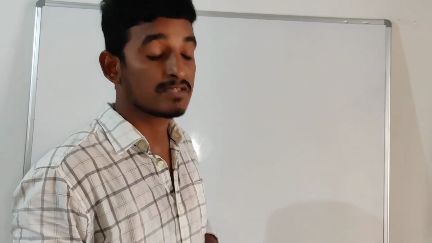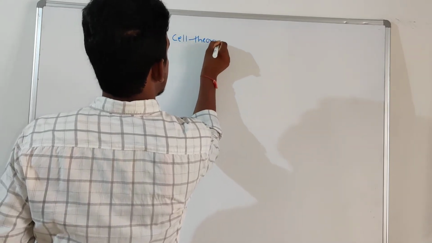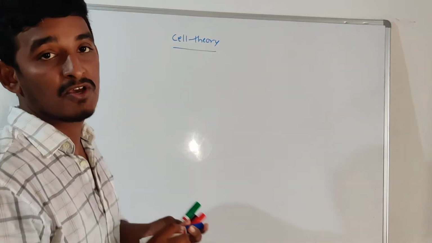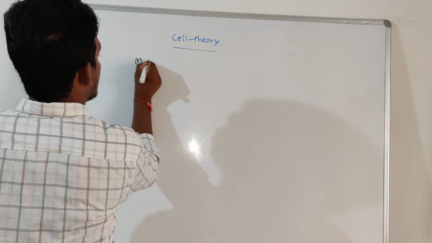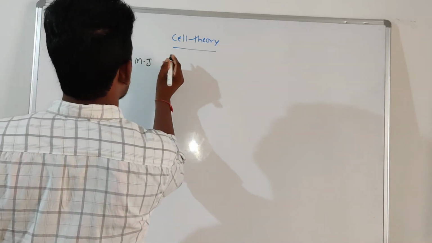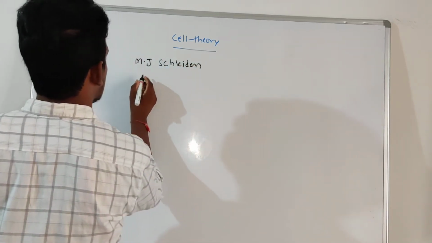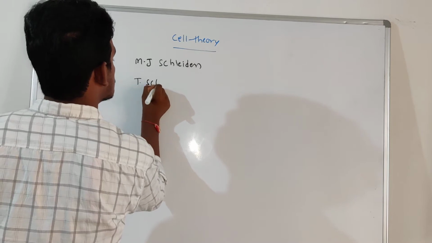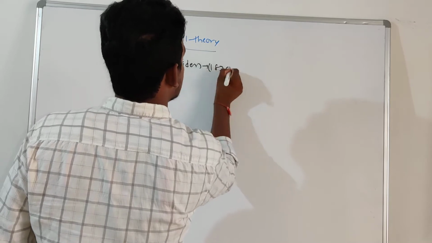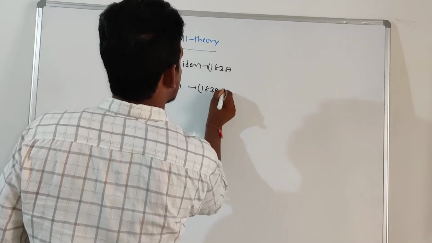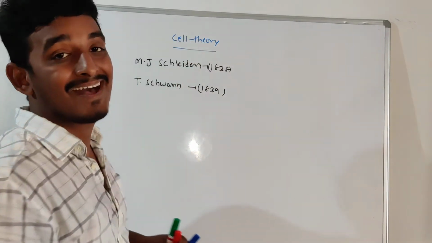Now we are going to discuss cell theory. So who proposed this cell theory? Two scientists proposed cell theory. Who are those? Those are M.J. Schleiden and Theodor Schwann, in 1838-1839. So these are the two scientists who proposed a cell theory.